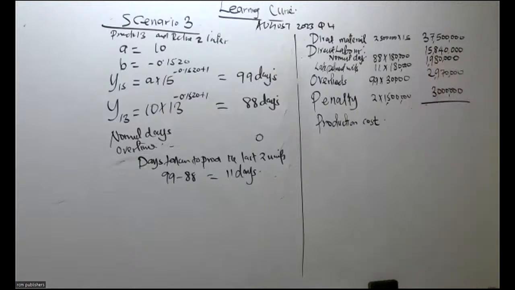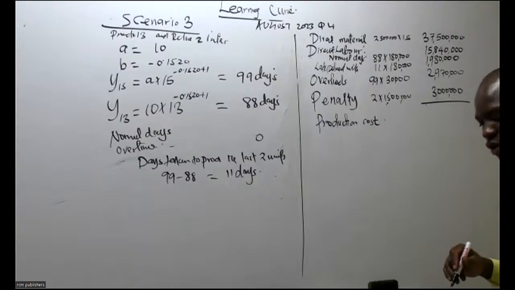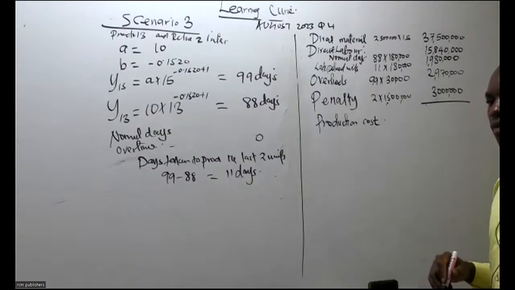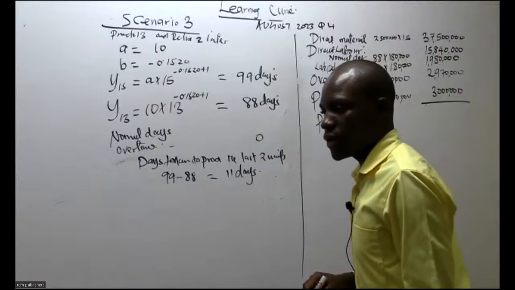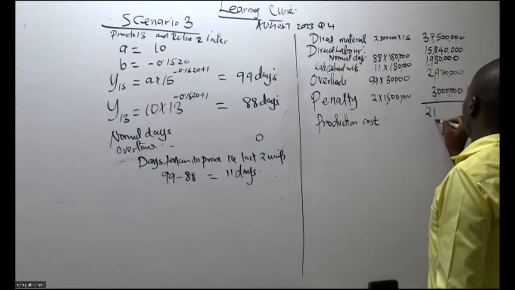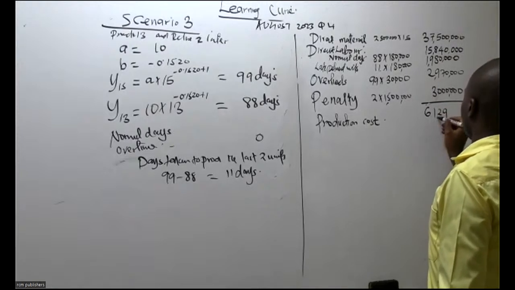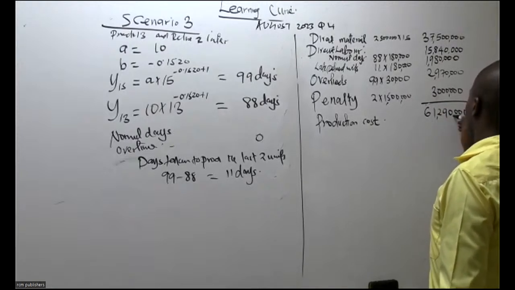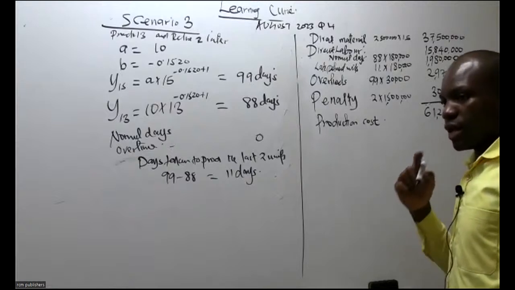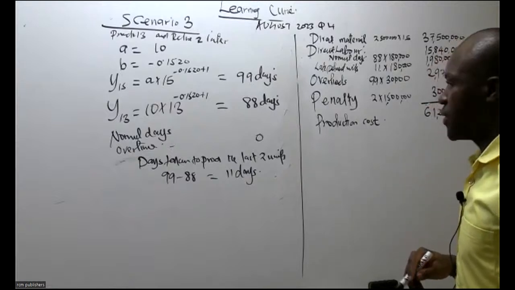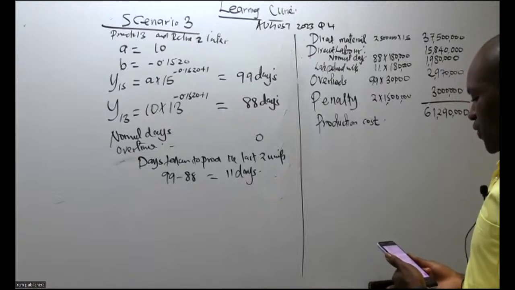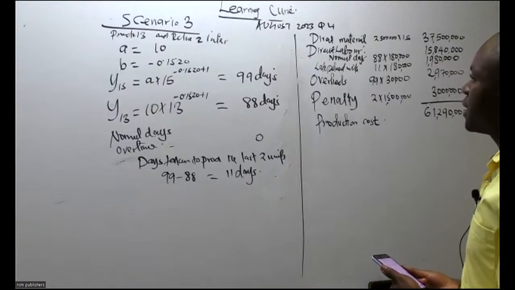Production costs. How much was incurred to produce the 15 buses under scenario 3? How many days were taken to produce? 61,290,000. So that is what was incurred under scenario 3.